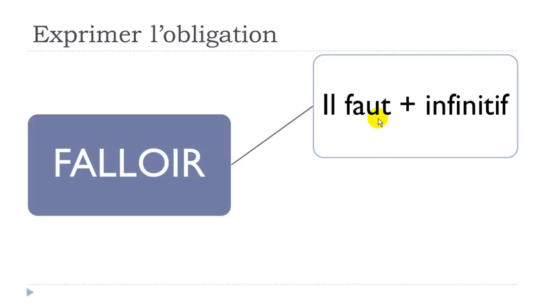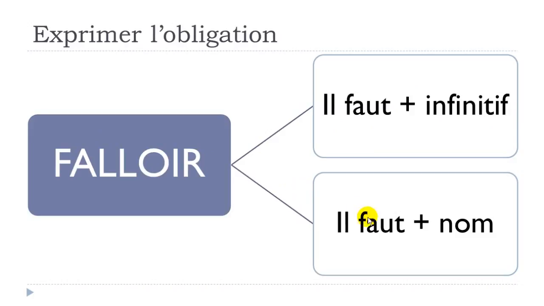Il faut, okay. So je, tu, nous, vous, etc. They don't exist for falloir. It's only il. Il faut. And then the verb coming after will be at the infinitive. So that's the way to express to must, or to have to if you want. Il faut, same form, but then you will add after that un nom, a noun. So whether a verb at the infinitive form or then a noun.